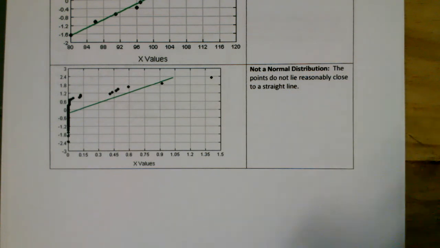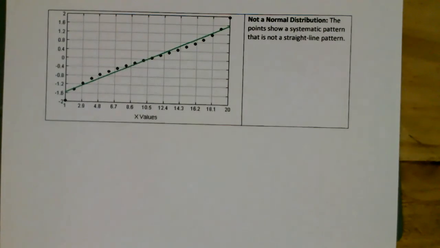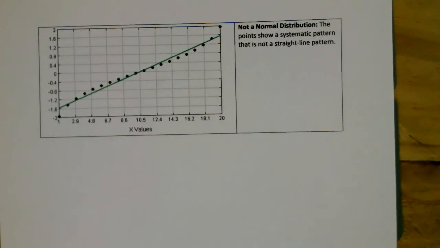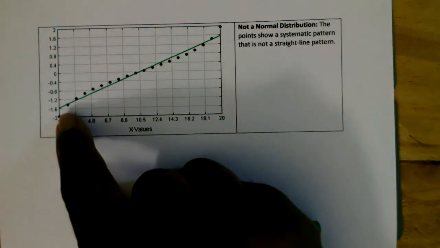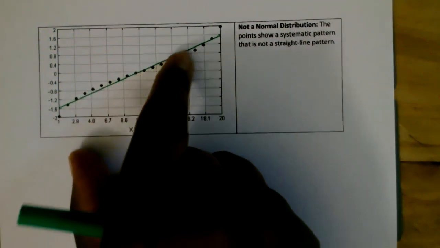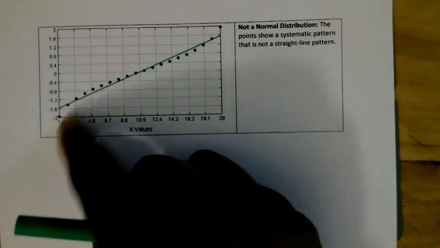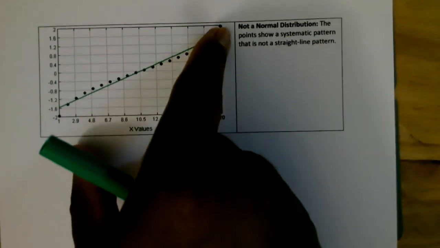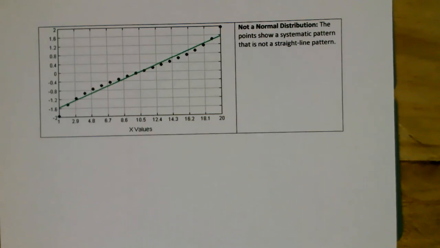And finally, this one that you're about to see does not have a normal distribution. It shows a systematic pattern, but it's not a straight line pattern, because in this case, it looks like it has a curve in it. It looks like it's going to be in the form of a curve, but not a straight line.